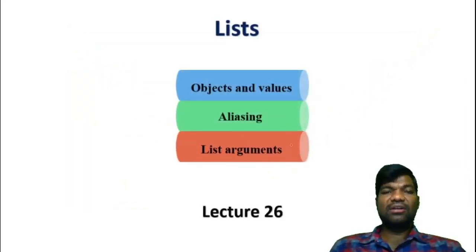So that is today's lecture: objects and values, aliasing, and finally list arguments.